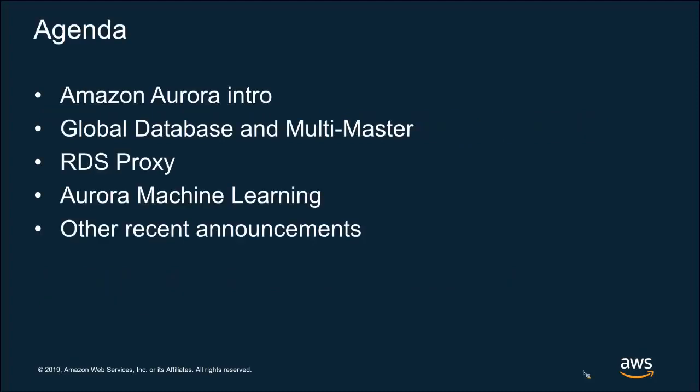So here is the agenda for today. I'll do a very quick Aurora intro, assuming that most of you are already familiar with this service. I'll talk about Global Database and Multi-Master, what's new in these two features. Talk about the RDS Proxy, which was announced at reInvent as a preview, and it's a feature that supports several database engines, including Aurora. We'll talk about Aurora Machine Learning, which was also announced just a few weeks ago, and other recent announcements from the past few months.